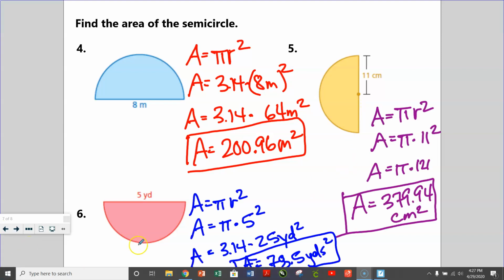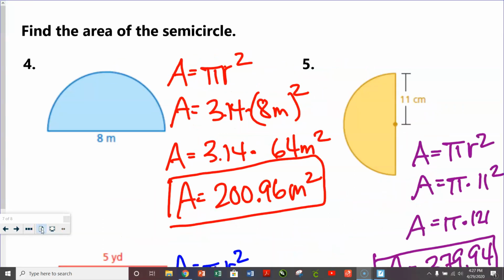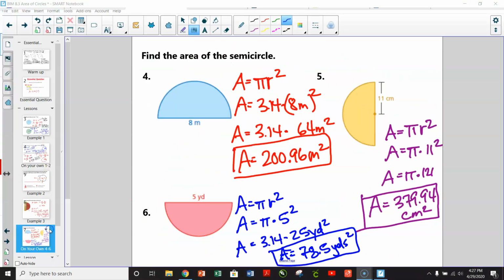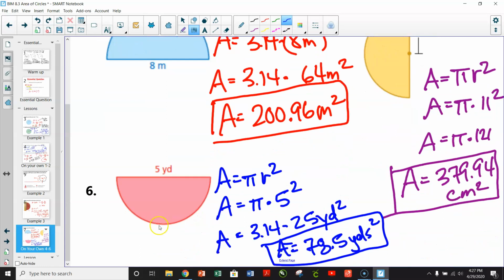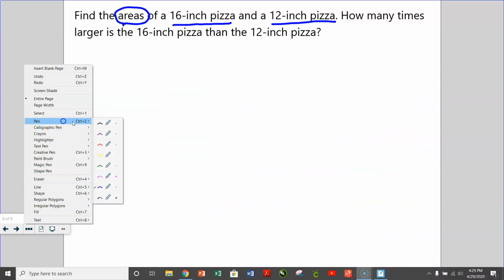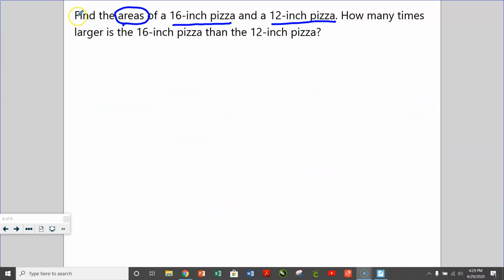All right, so we have right there the problems. I want you to be able to see that. So find the areas of a 16-inch pizza and a 12-inch pizza. How many times larger is the 16-inch pizza than the 12-inch pizza?